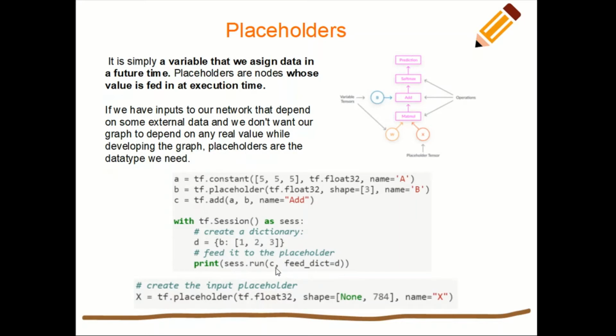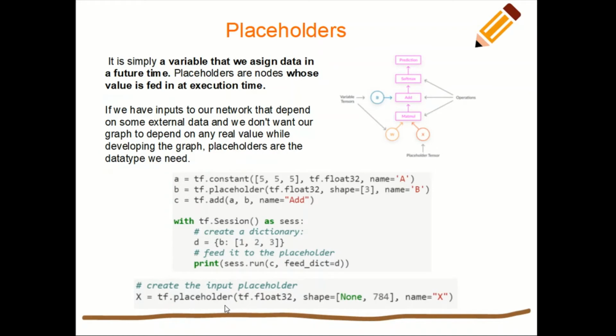And then how do we feed it actually? So now here we are running the session, and we are saying that this is my graph, and then my feed dictionary is equal to d. So I am giving this definition. What it is going to do is replace b by this particular value, so it's going to add up a and b. A and b addition, and the data is going to be 1 to 3, a vector of 1 to 3.